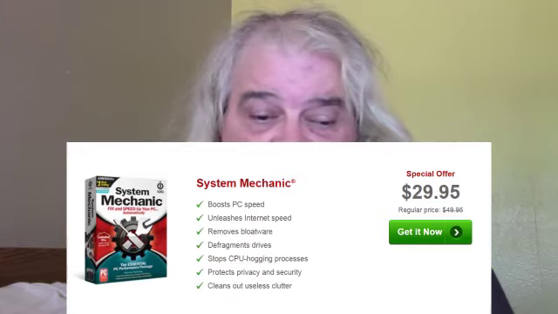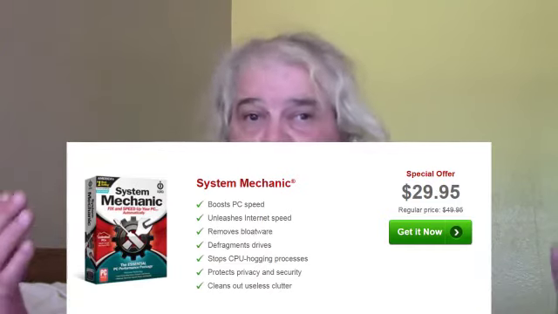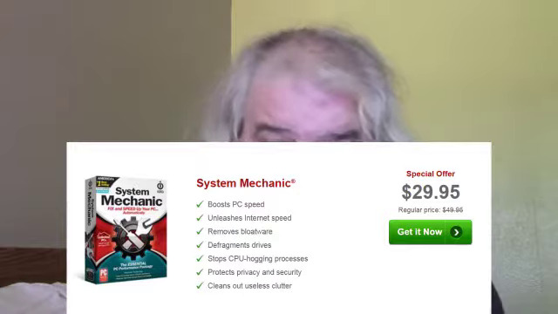Even back then there was a system tool program made by Iolo, System Mechanic. It was my favorite in the early, mid-90s, maybe late 90s. It did all these little things, basically a tune-up for your computer to keep it running smoothly. They now use subscriptions. And if you go to their site, look at this. It says only $29.95. And it's like, wow, that's a heck of a deal.